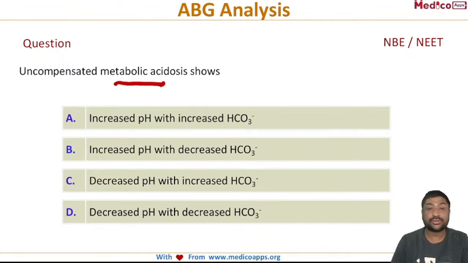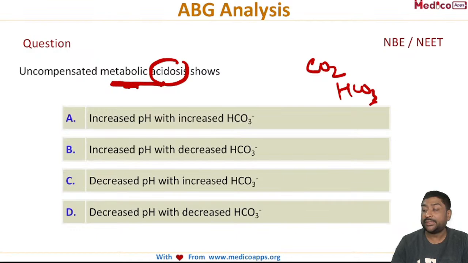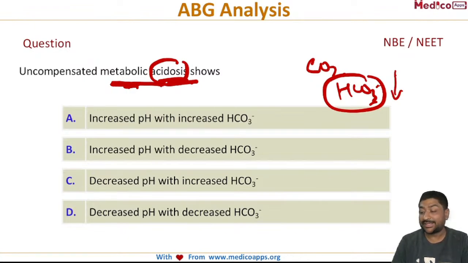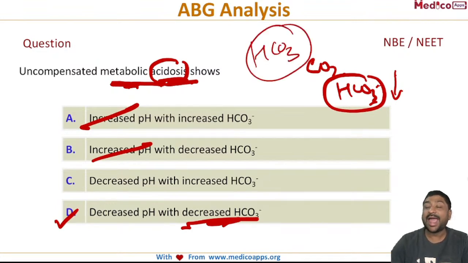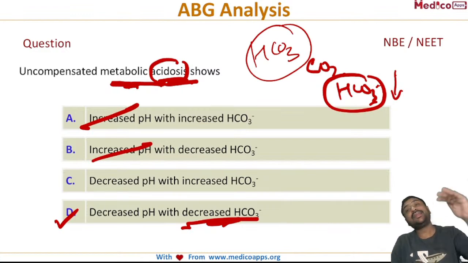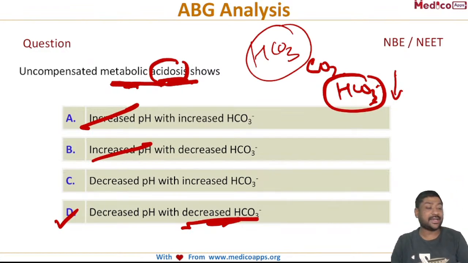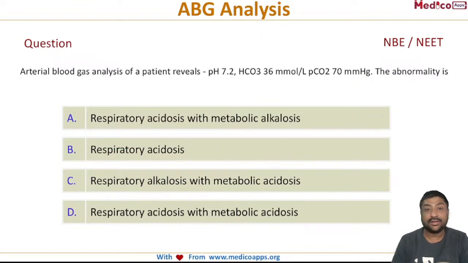Uncompensated metabolic acidosis. Okay, so we are looking at acidosis, so it is called metabolic. In a metabolic cause, bicarbonate will change primarily, and because it is an acidosis, and bicarbonate is an alkali, bicarbonate has to fall down. Because it is an acidosis, the pH has to decrease, so these two options go away. I told you bicarbonate is basically alkali. When alkali increases, it is alkalosis. When alkali decreases, it is acidosis. Clear?